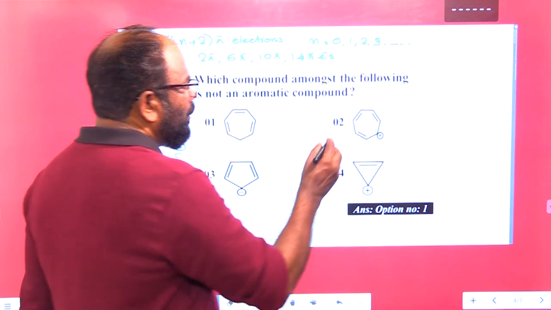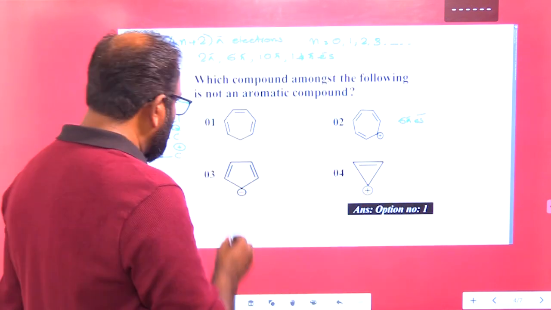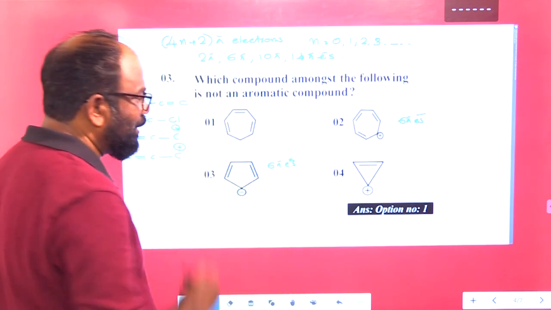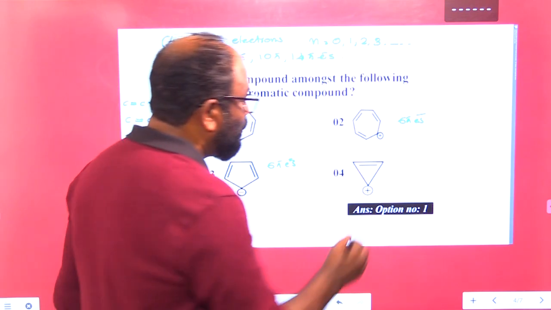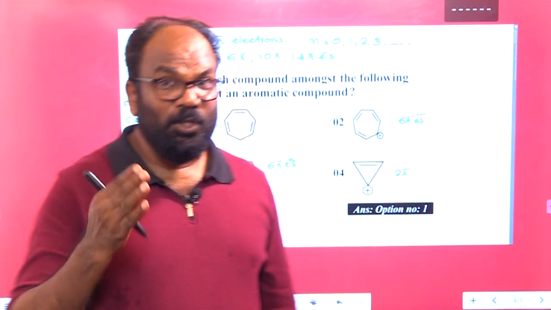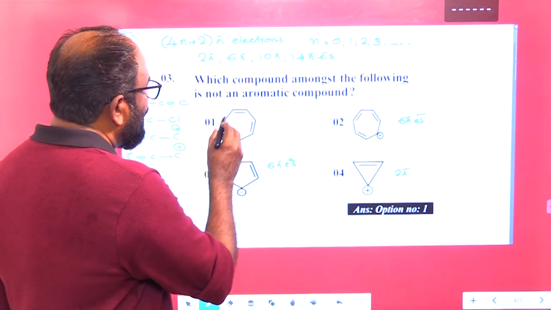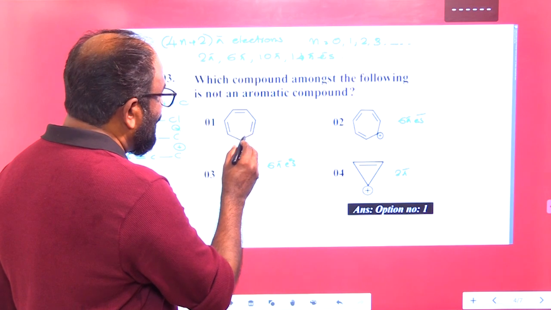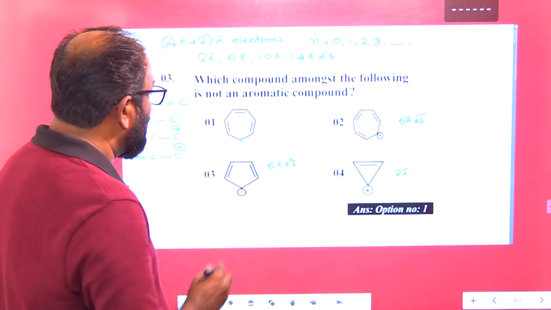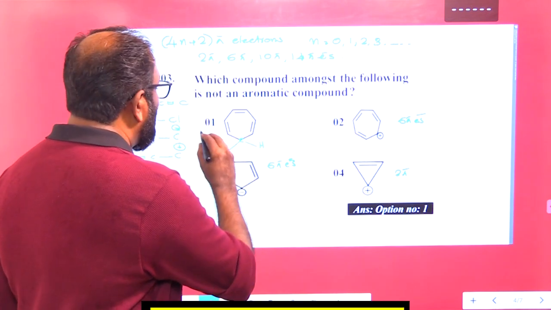In option number 2, it contains 6 pi electrons. In option number 3 also 6 pi electrons, including the pair of electrons of negative charge, and option number 4 contains 2 pi electrons. The option number 1 is not aromatic because it is not a conjugated system. See, here double, single, double, single, double, single, again single. That means there is no free orbital on this carbon. All its 4 valencies are already satisfied. Therefore, here the answer is option number 1.